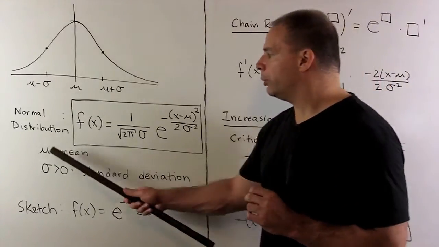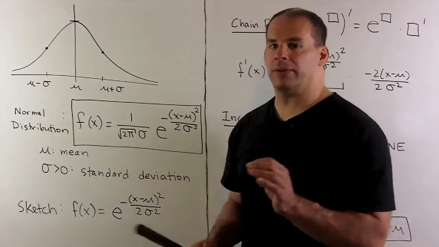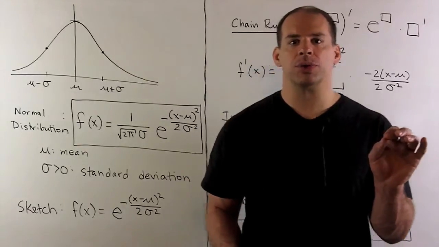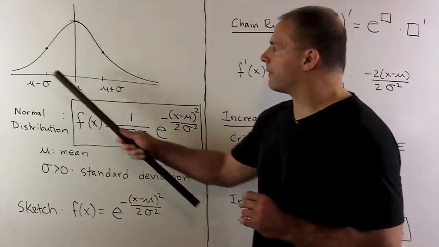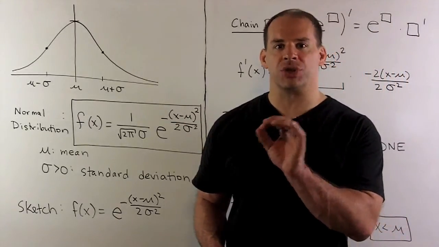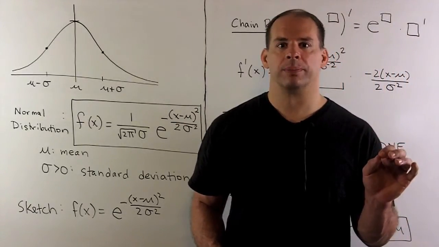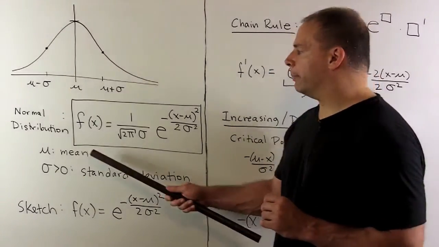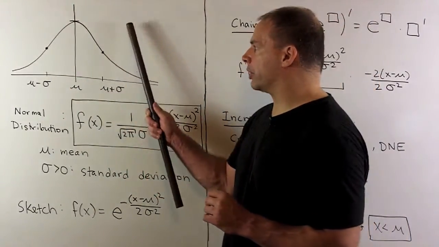Now, mu, our mean: if we take all of our x values, we think of our function as assigning a weight to each x value, and then the mean is just going to be the weighted average. We note our mean is going to be where our critical point occurs.